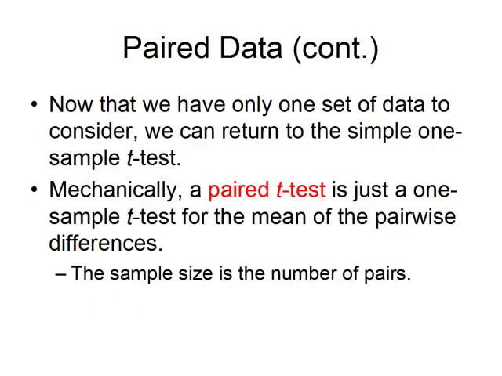Now that we have only one set of data to consider, we can return to the simple one-sample t-test. Mechanically, a paired t-test is just a one-sample t-test for the mean of the pairwise differences. The sample size is the number of pairs.